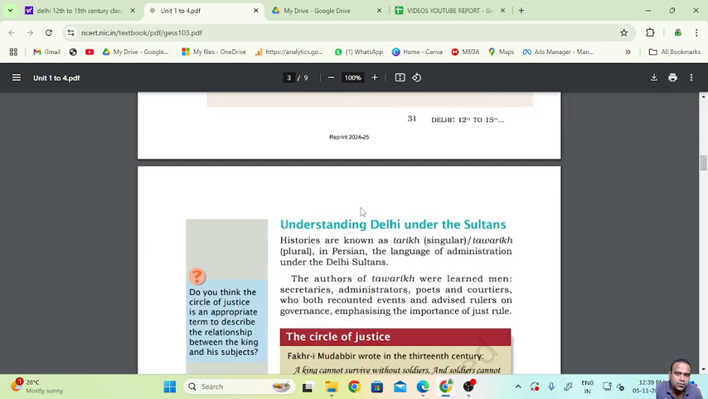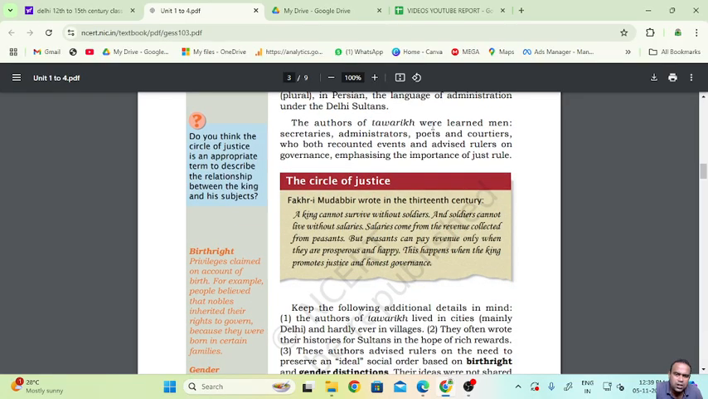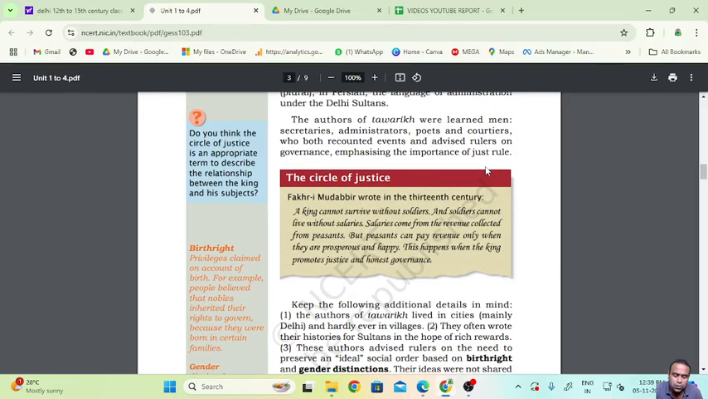Right. Understanding Delhi under the Sultans. Histories are known as Tarikh in Persian, the language of administration under the Delhi Sultans. The authors of Tarikh were learned men, secretaries, administrators, poets, and courtiers, who both recounted events and advised rulers on governance, emphasizing the importance of just rule.